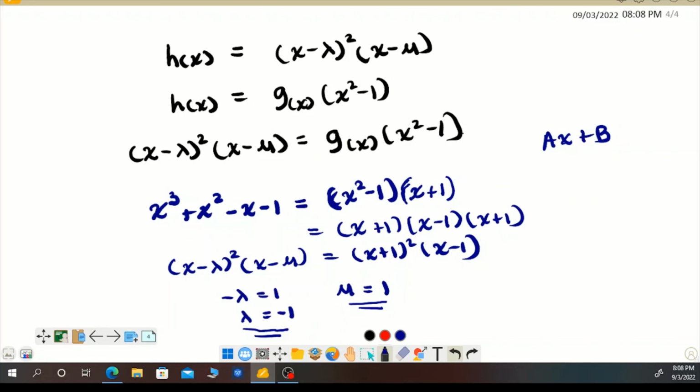Like this, we completely solved the remainder theorem problem in the 2020 paper. In the next video, we are going to solve the remainder theorem problem in the 2019 paper.